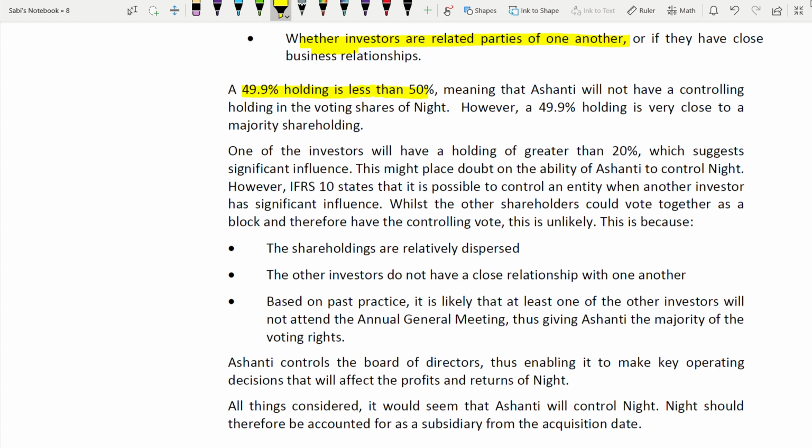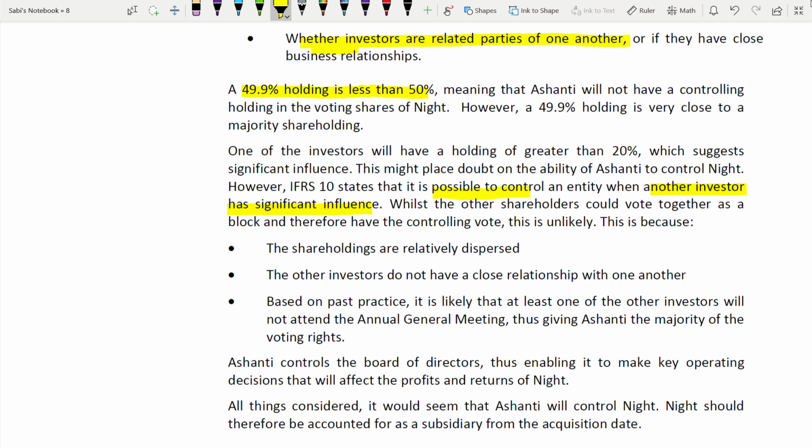However, IFRS 10 states that it is possible to control an entity when another investor has significant influence. So you can control if another investor has significant influence. Whilst the other shareholders could vote together as a block, you alone have 40% versus 20 shareholders each having 2%. Together they have 40%, right? As a block, other shareholders could vote together and therefore have the controlling vote.